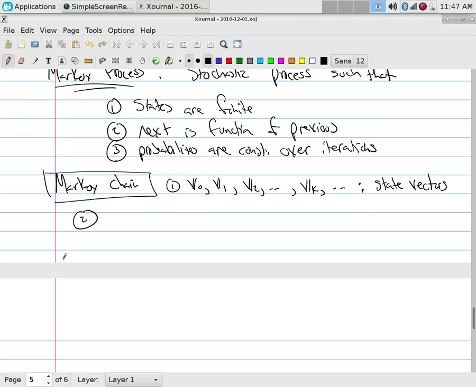Two. Is this kind of similar to recursion? Yeah, this is exactly recursion. Oh, that's all recursion is. Just step, step, step, step, step. It feeds back into itself and then goes on. We use a matrix A, which is going to be called our transition matrix.